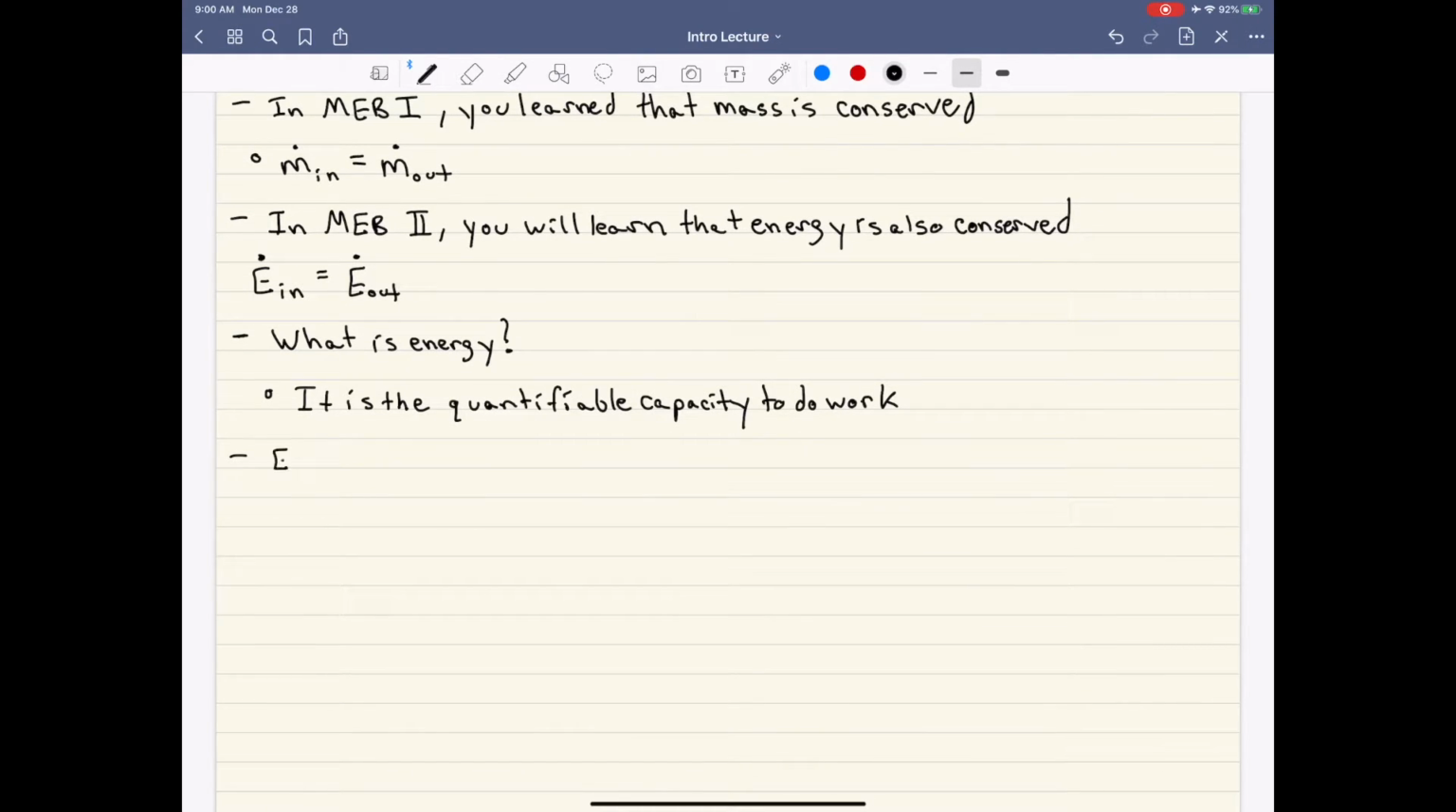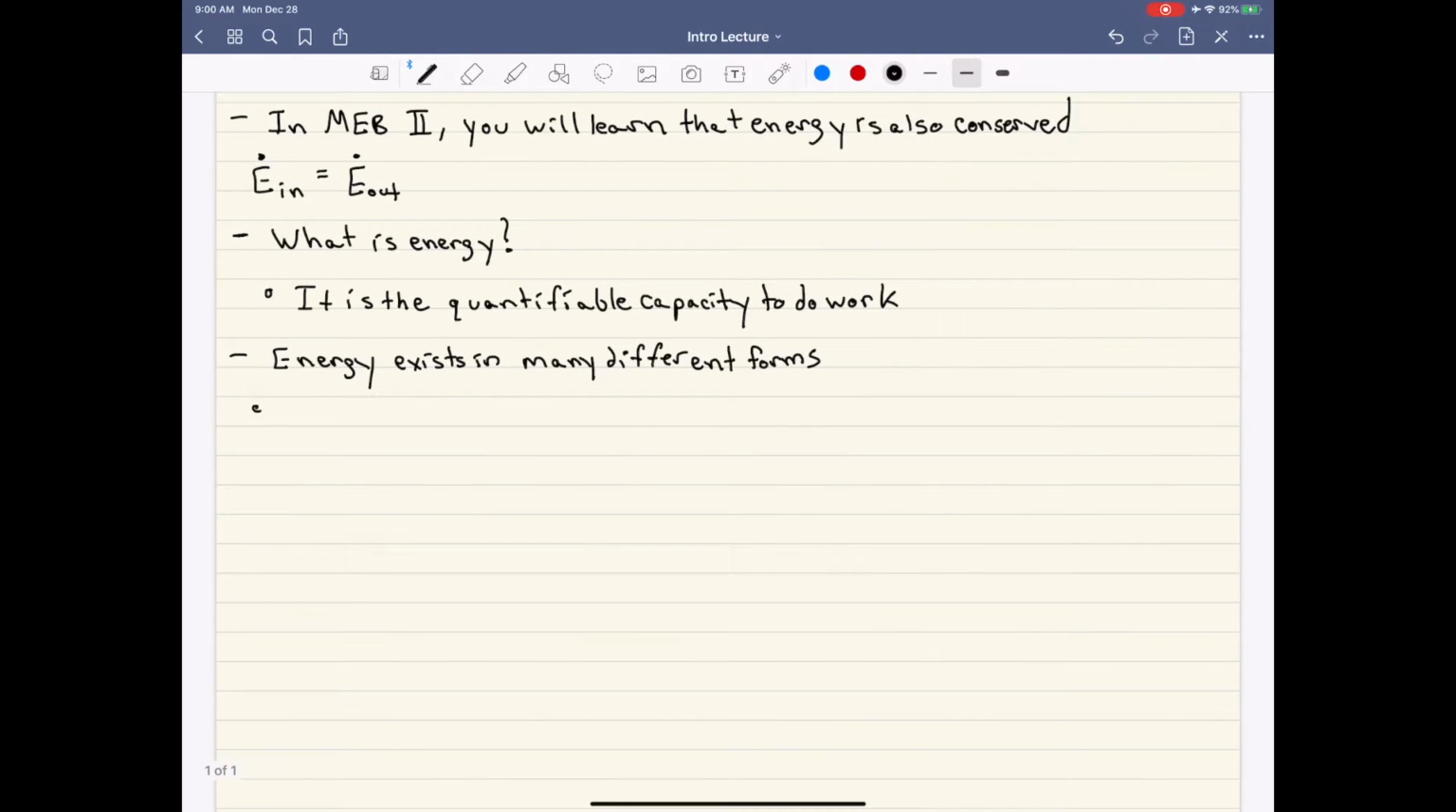Energy exists in many different forms. Some types of energy that we're going to learn about in this class include mechanical, thermal, chemical, and electrical energy. But those aren't the only ones that exist, and there's basically almost infinite forms of energy in the universe.